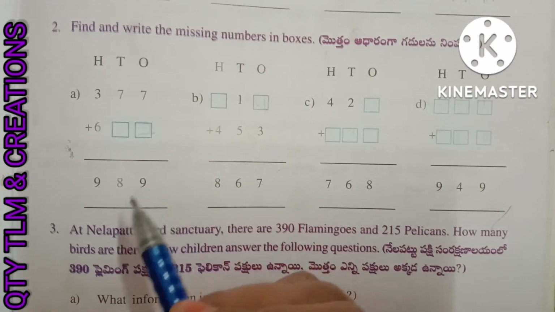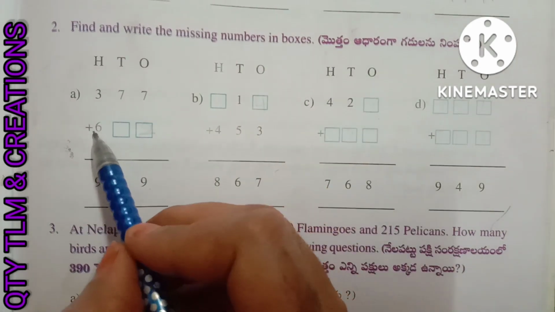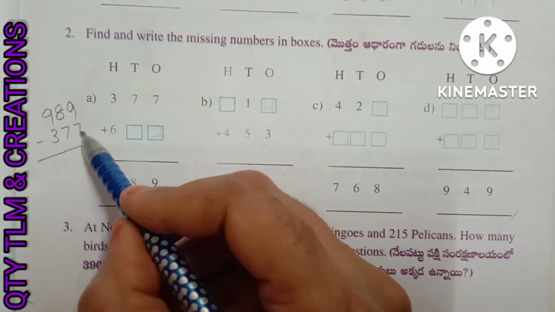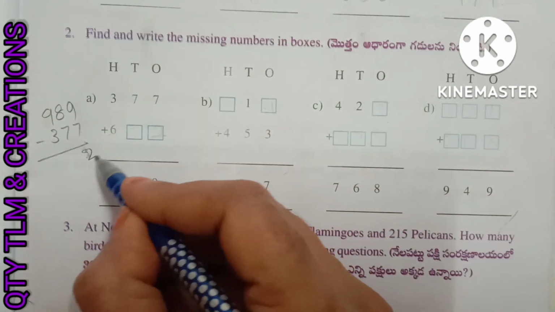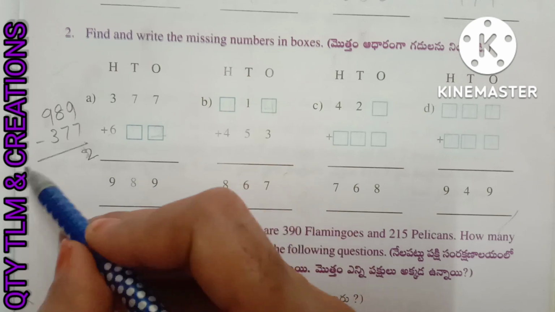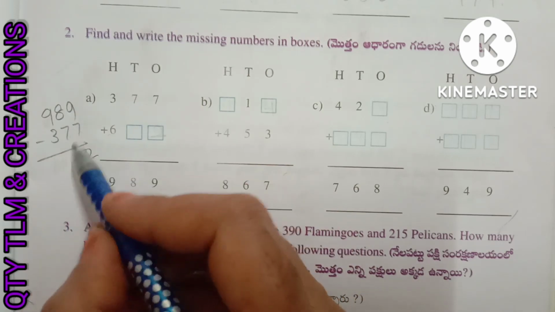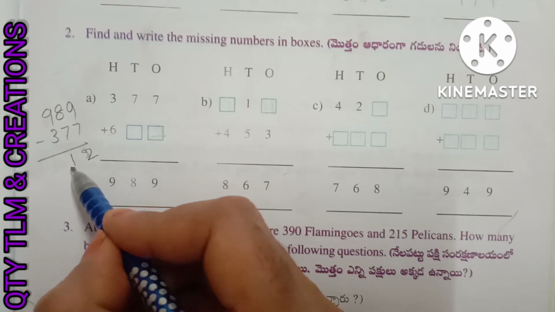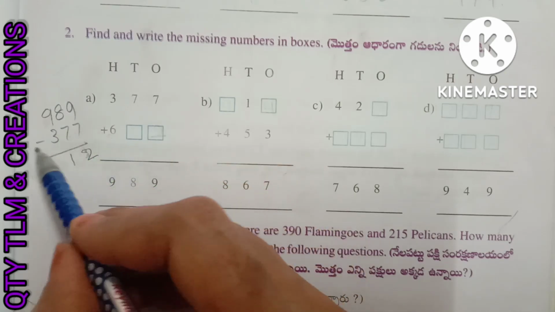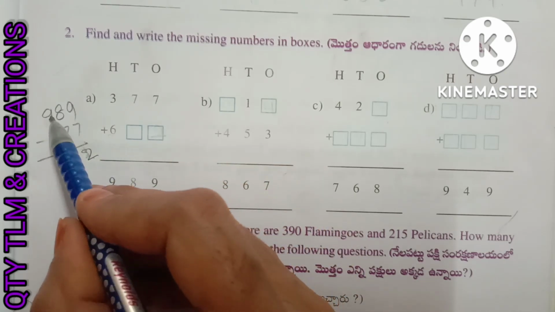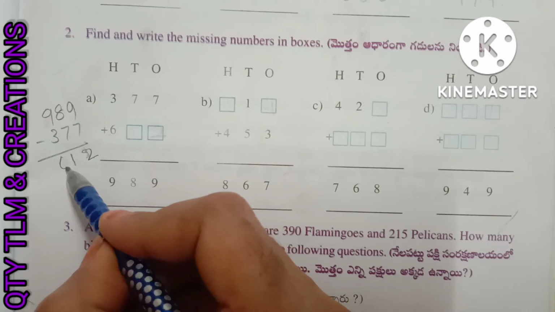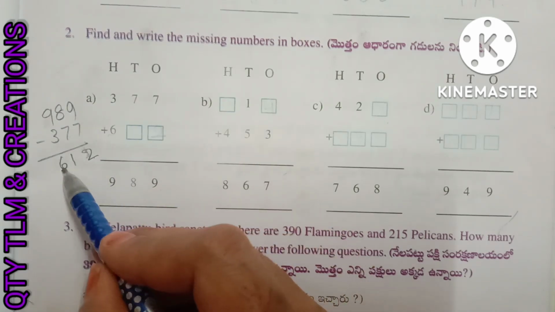Then we get this number. Here subtract 7 ones from 9 ones, we get 2 ones. Write 2 ones in ones place. Then subtract 7 tens from 8 tens, we get 1 ten. So write 1 ten in tens place. Then subtract 3 hundreds from 9 hundreds, we get 6 hundreds. So we have to write 6 in hundreds place.